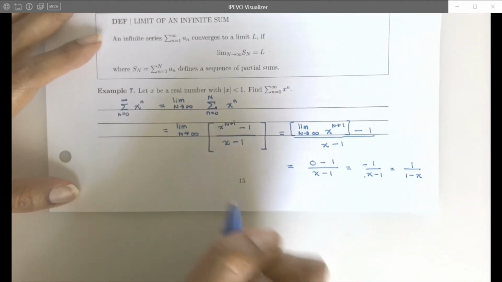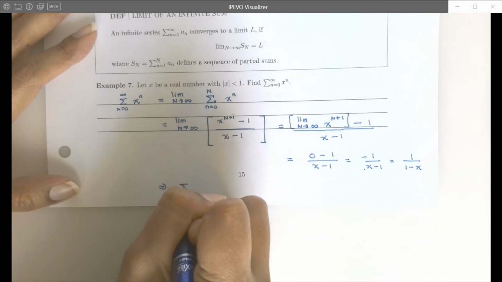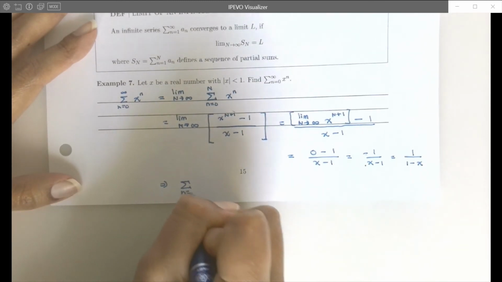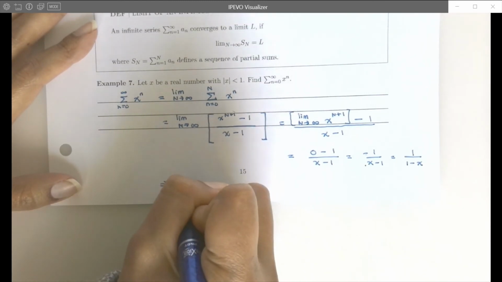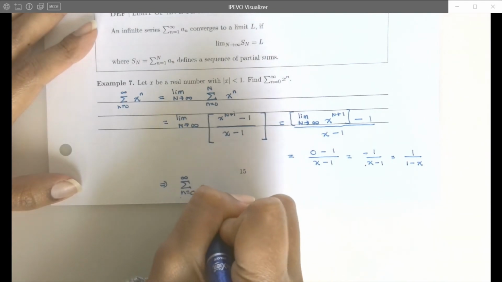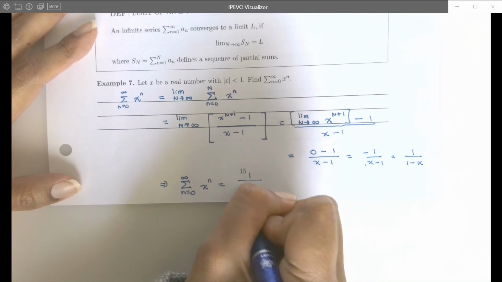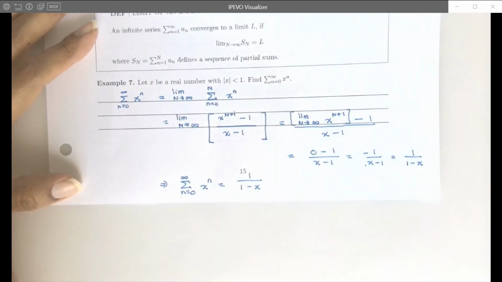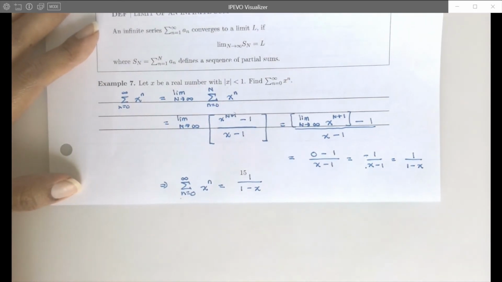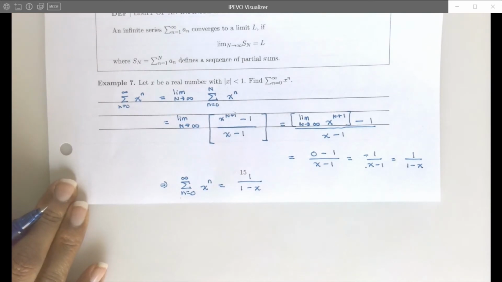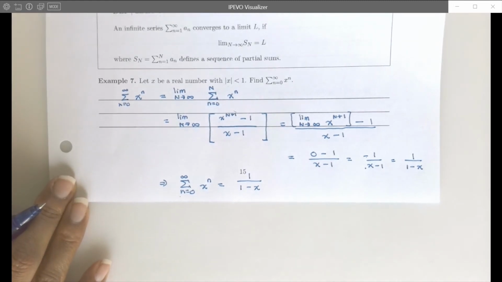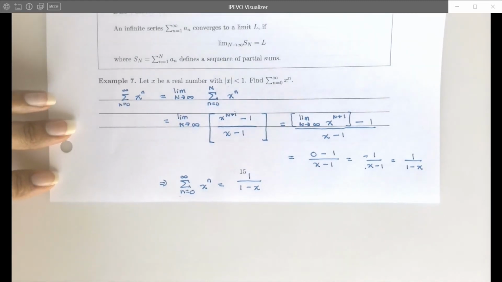Okay, so the final answer becomes the sum from n equals 0 to infinity of x to the n is going to be 1 over 1 minus x, which is actually pretty remarkable to think that if you take an infinite number of terms and you add them together, it could sum up to something finite. But that is the answer.